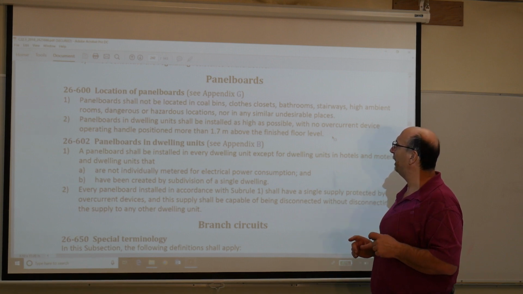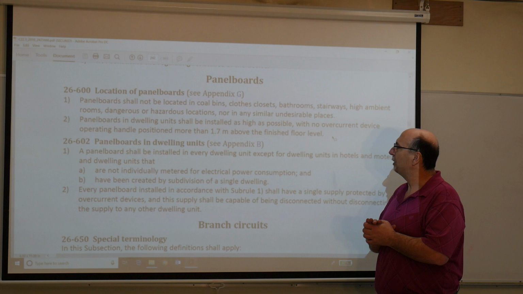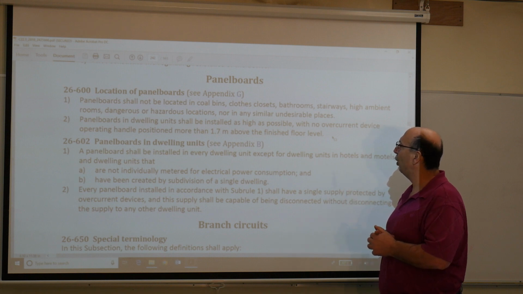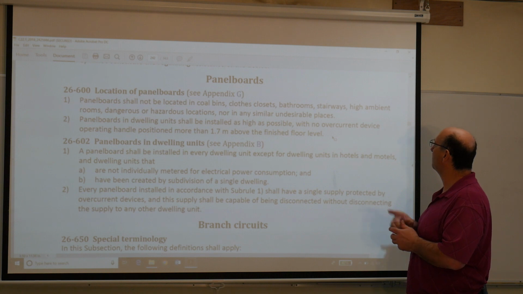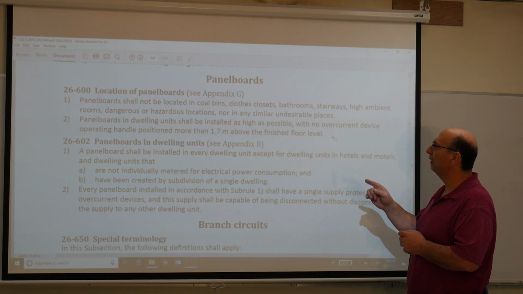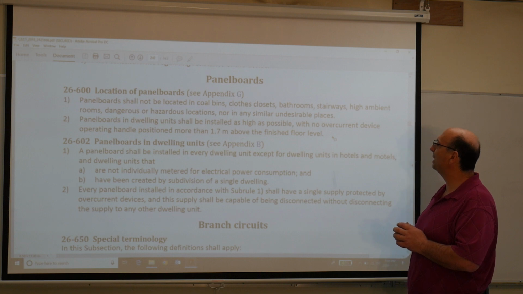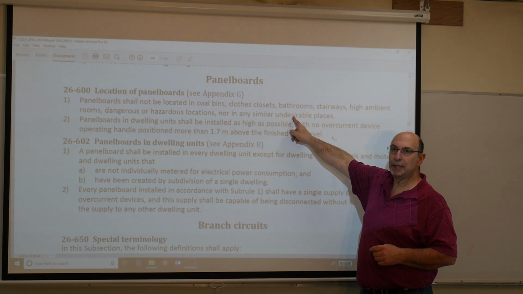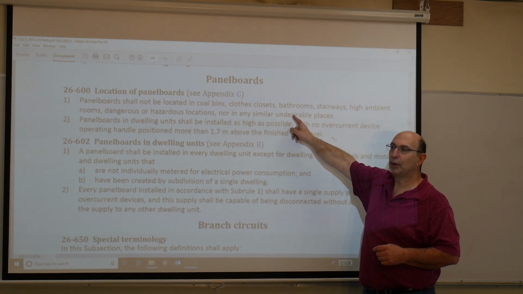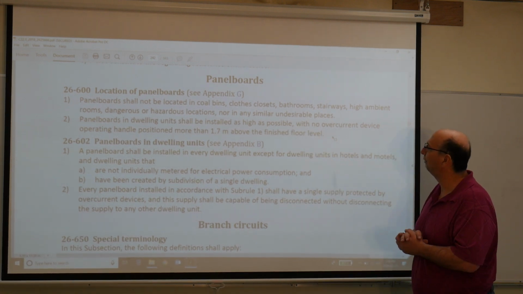See Appendix G. Panel boards shall not be located in coal bins, closed closets, bathrooms, stairways, high ambient rooms, dangerous or hazardous locations, nor in any similar undesirable location. And who gets to make that decision? Your local authority having jurisdiction.